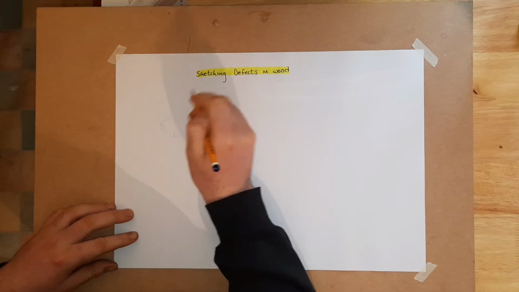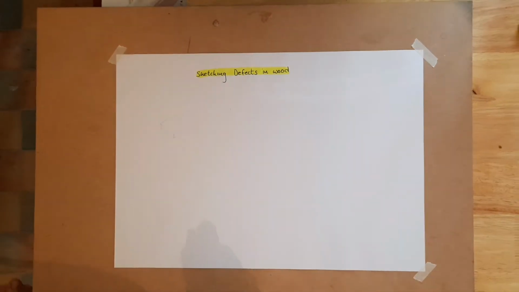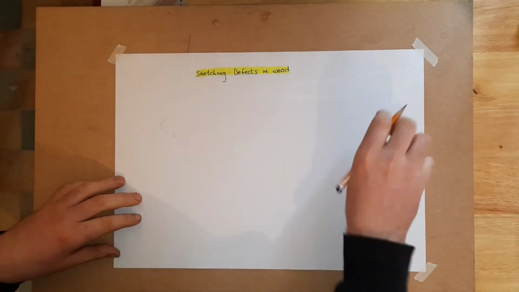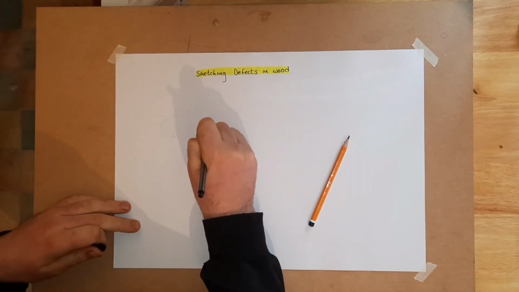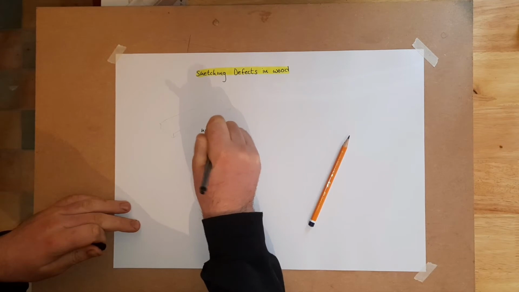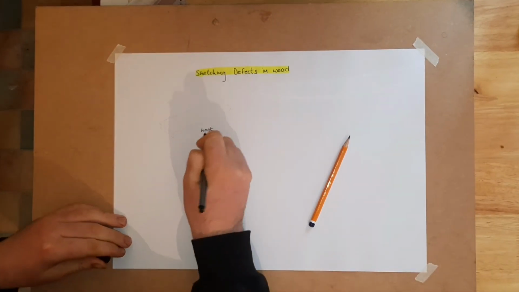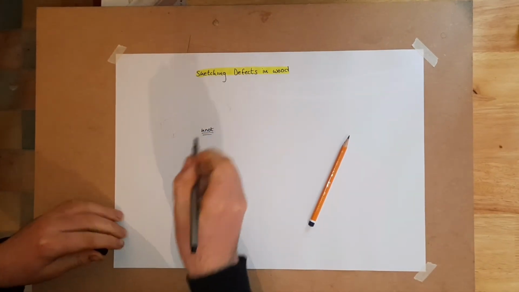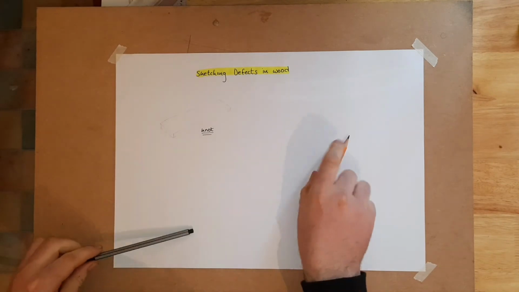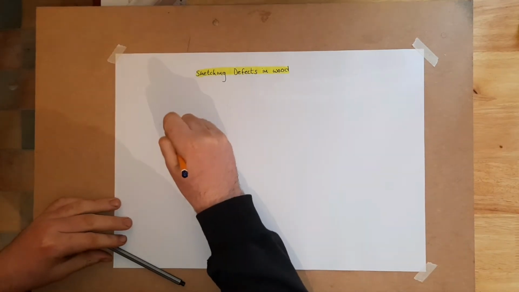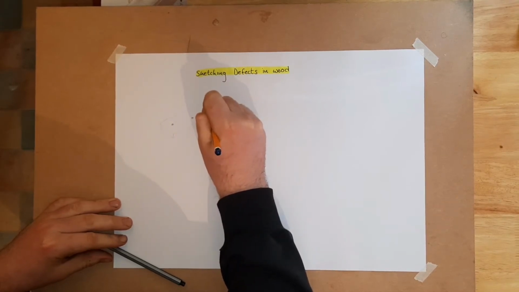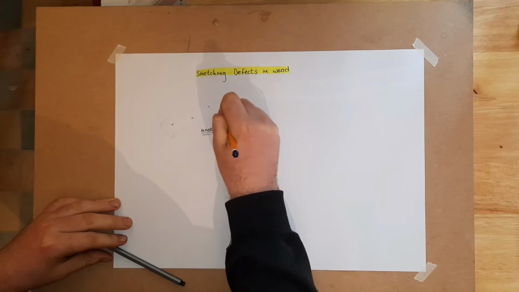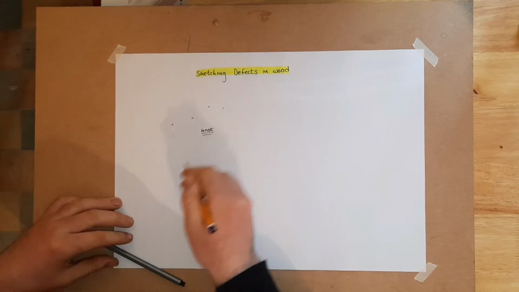Defects are very common. So the first one I'm going to show is a knot. So for literacy, it's good to know how to spell the word knot. K-N-O-T. So a knot can basically appear as a black, darker mark on our timber.